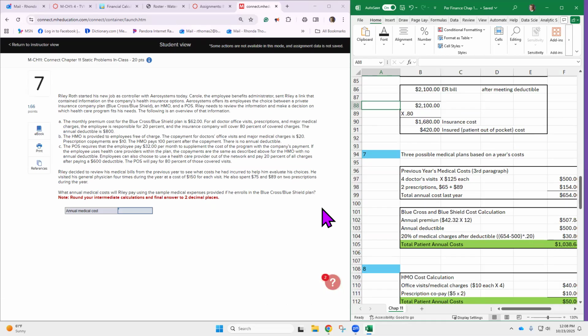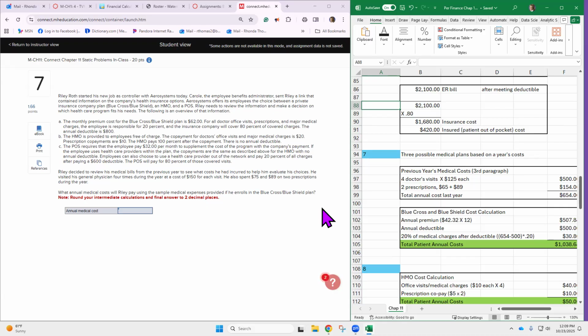This is a person who started a new job. When you get to a new job, you oftentimes have choices about what healthcare plan you're going to use. We've got 3 of them. We've got a Blue Cross plan, an HMO plan, and another plan called a POS plan. Before we go into that, you don't pick a benefit plan until you know what kind of health you have. So we're going to go by history of what Riley's medical bills were from the previous year.